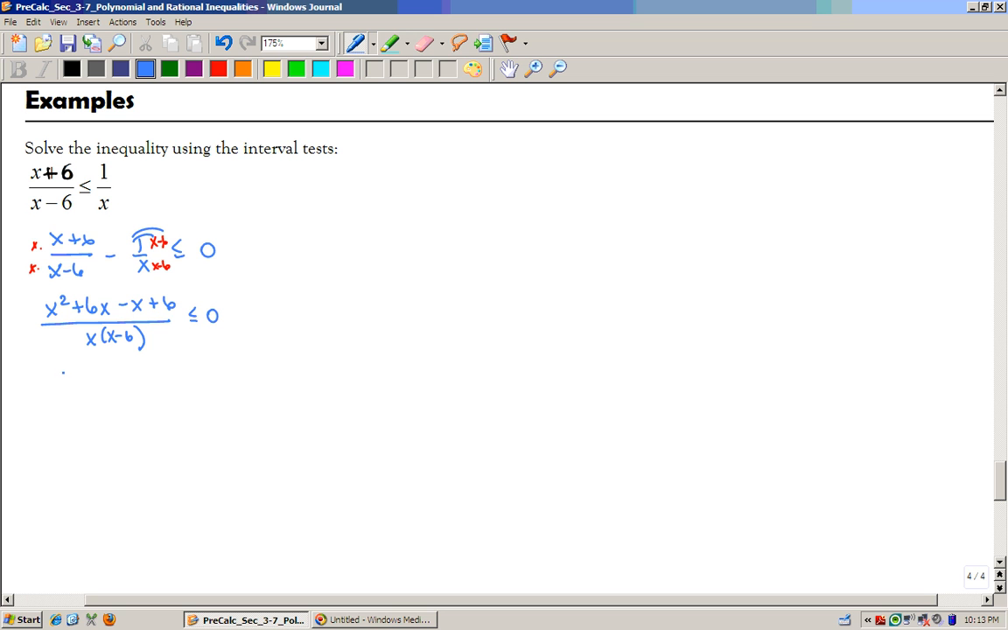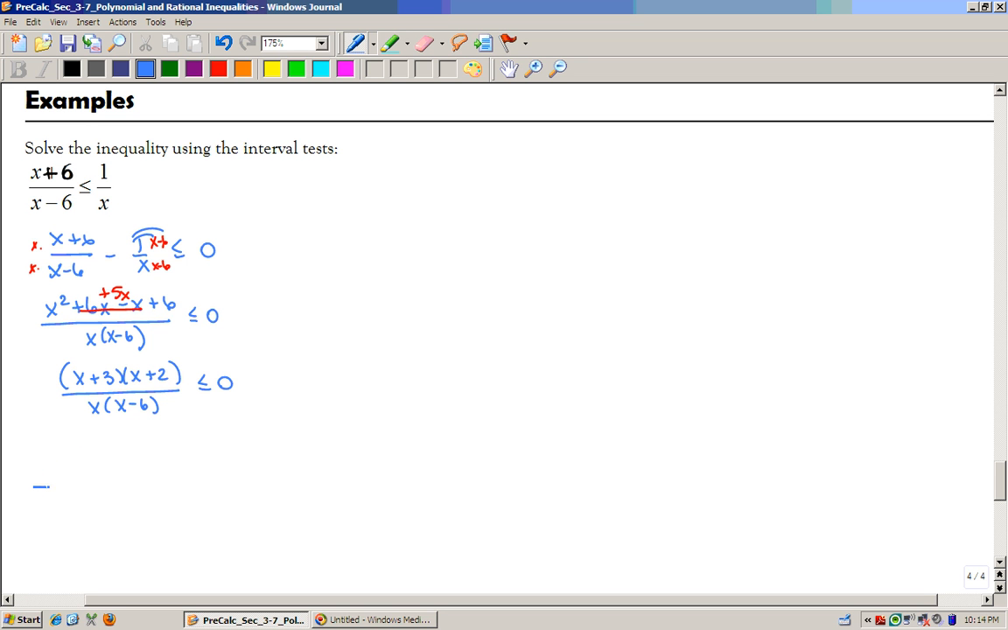If you combine that in the numerator, this is x squared plus 5x plus 6, which we can factor. So our new numerator is x plus 3 times x plus 2, still over our common denominator of x times x minus 6. This looks the same as the last time. It's a rational function where we're going to be testing the zeros as well as the vertical asymptotes.